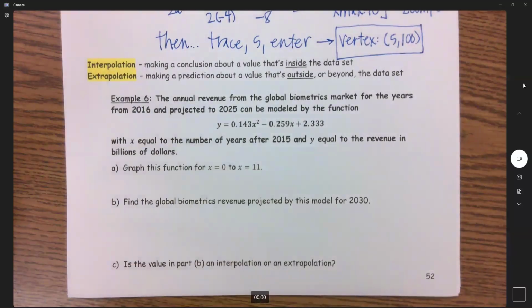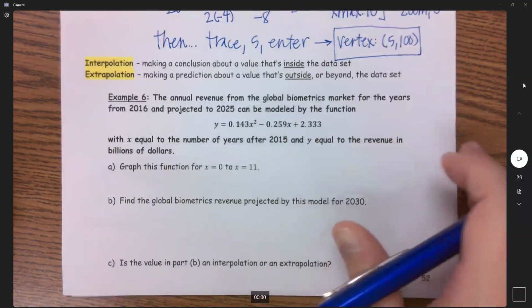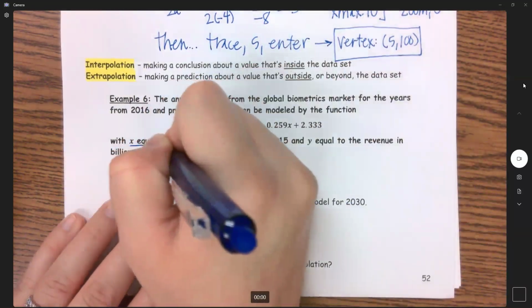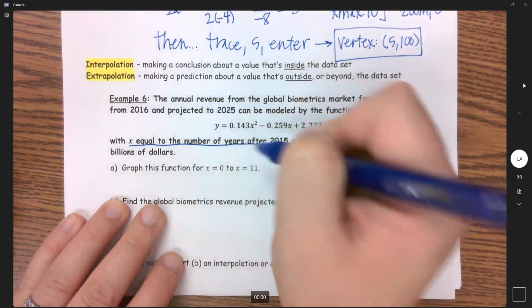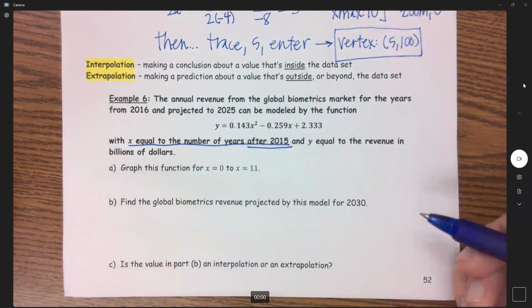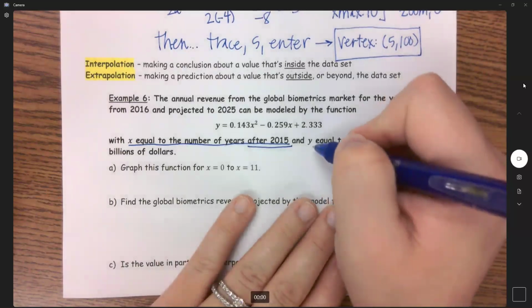So example 6 says the annual revenue from the global biometrics market for the years from 2016 and projected to 2025 can be modeled by the function. And then we have our y equals, with x equaling the number of years after 2015, and y equal to the revenue in billions of dollars.